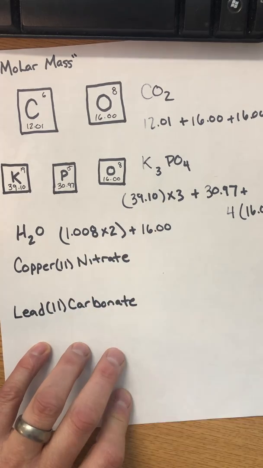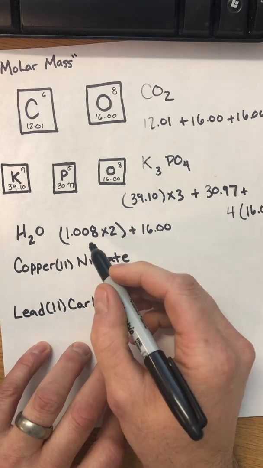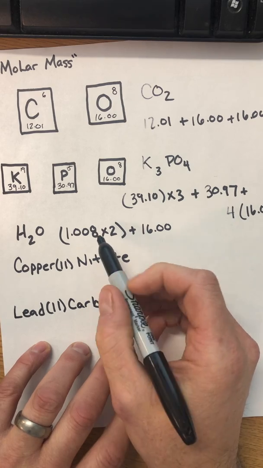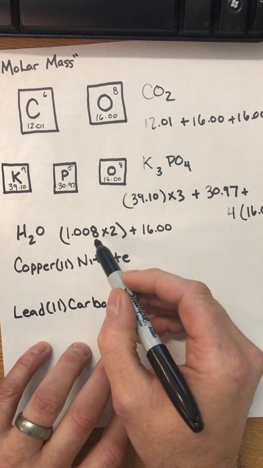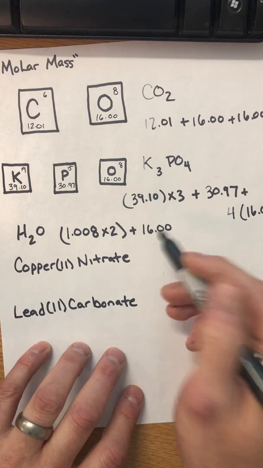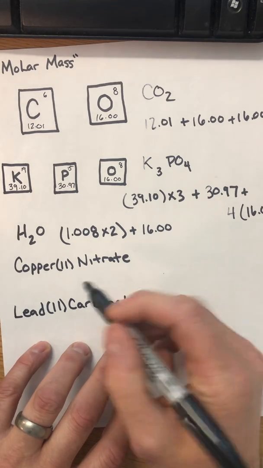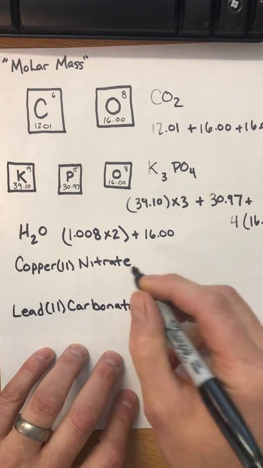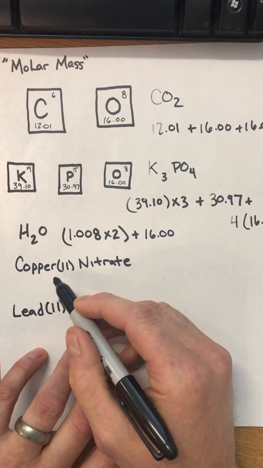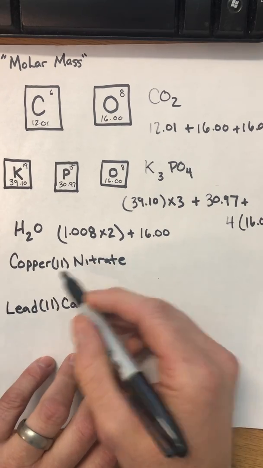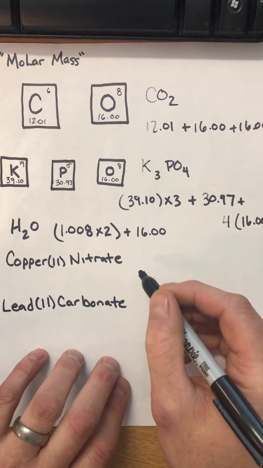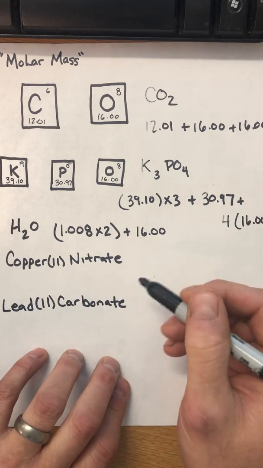There's some stuff to look out for with decimal points, because some of the molar masses from the periodic table have 3 decimal places, and some only have 2. And then some have 1, which we'll do down here with lead. Copper 2 nitrate, this is where you have to be good at taking the name and putting it into a chemical formula, and then from the chemical formula you can get the molar mass.